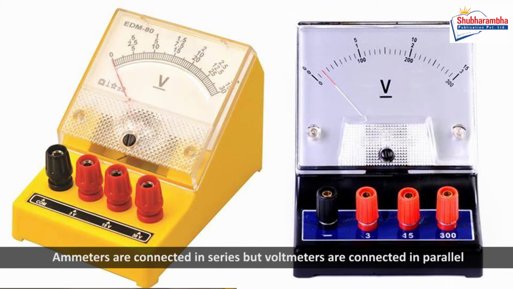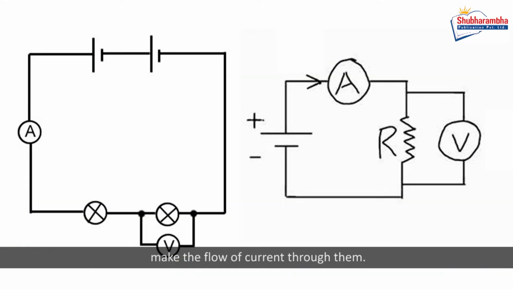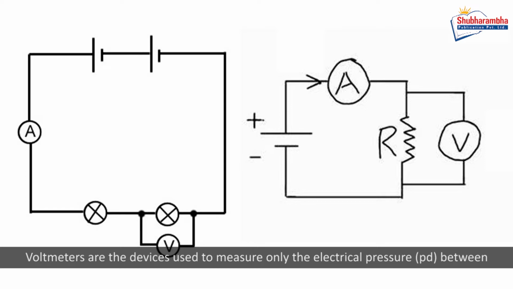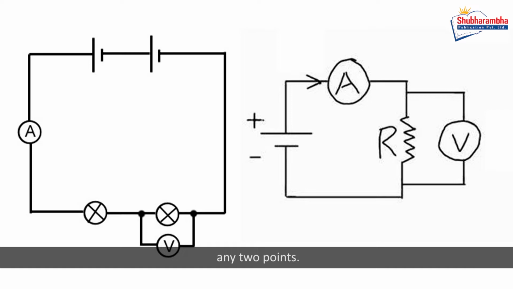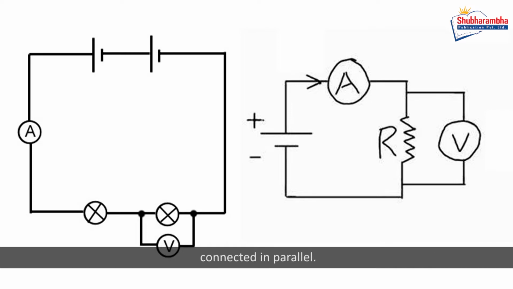Ammeters are connected in series, but voltmeters are connected in parallel. Ammeters are the devices which are used to measure the current and are necessary to make the current flow through them. Voltmeters are the devices used to measure only the electrical pressure, PD, between any 2 points. That's why ammeters are always connected in series, whereas voltmeters are connected in parallel.